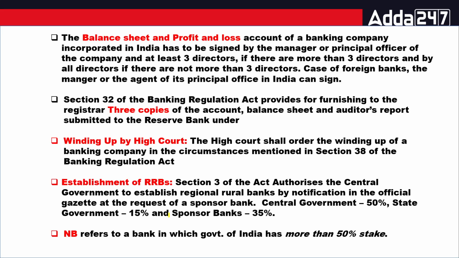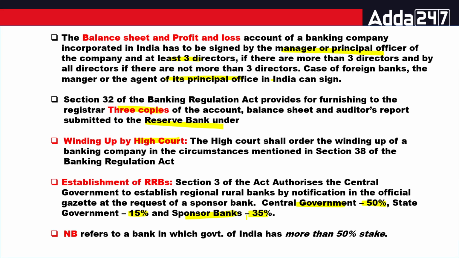Important point. Balance sheet and profit and loss account should be signed by the manager and principal officer, and at least 3 directors. And in the case of a foreign bank, the agent or principal officer in India can sign. 3 copies we have to submit to the Reserve Bank of India. Winding up, we can apply to the High Court. Establishment of RRB: central government 50%, state government 15%, sponsor bank 35%.